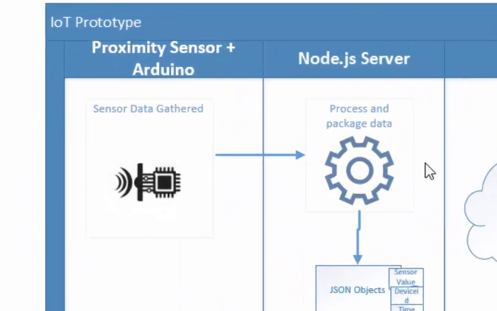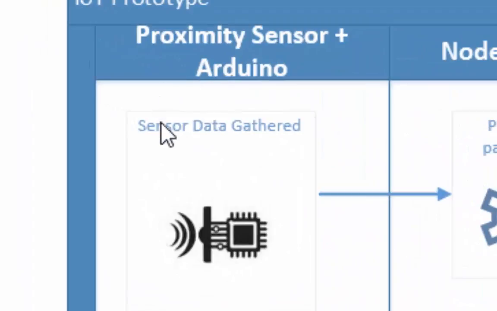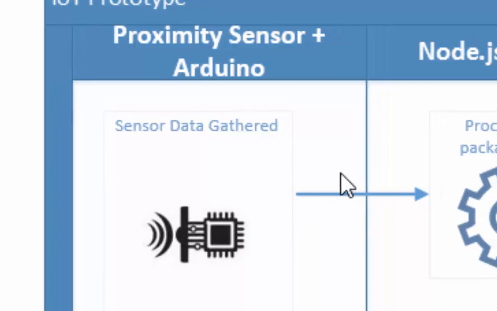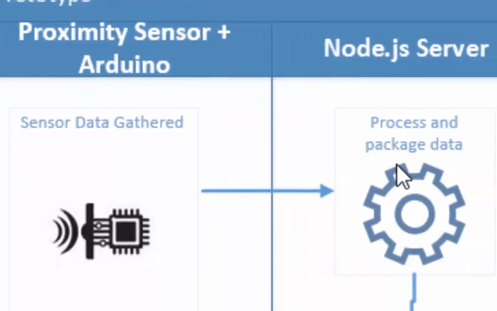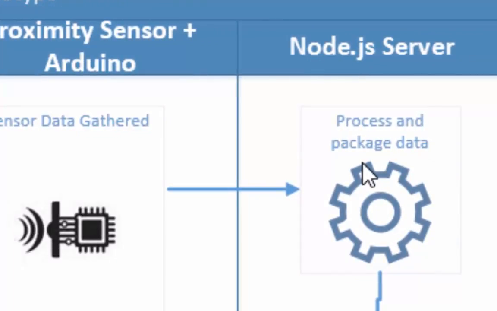So everything starts over here on the left with our proximity sensor that we have hooked up to an Arduino. In the real world, this could be any other type of sensor that's collecting data. For prototype purposes, we're using Arduinos, and so once you have all that information being gathered by your sensor, you need somewhere to go. So we have that hooked up through a serial port to a Node.js server. The server acts as our gateway between the prototype device and the cloud.